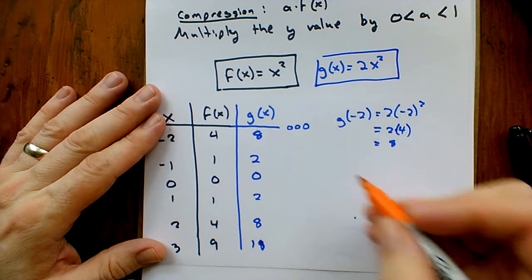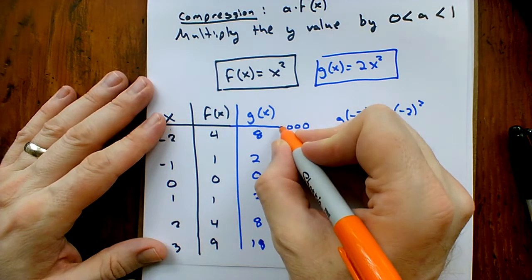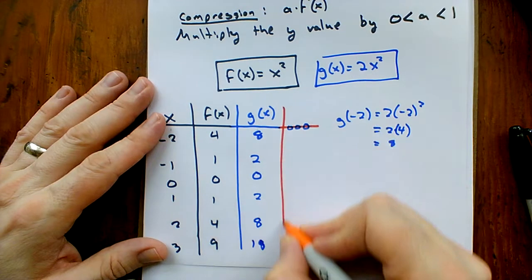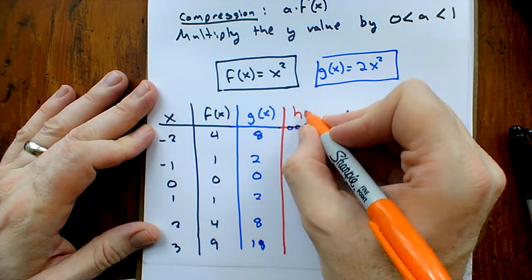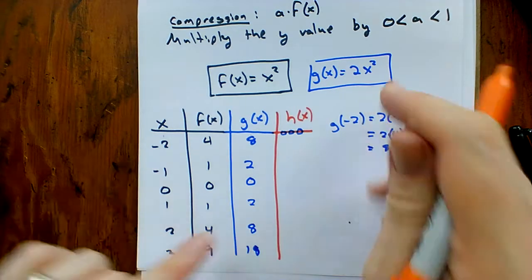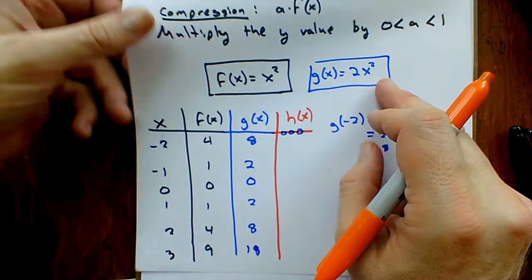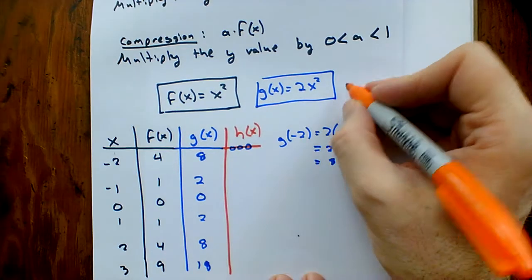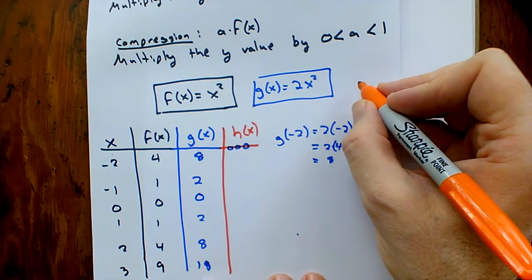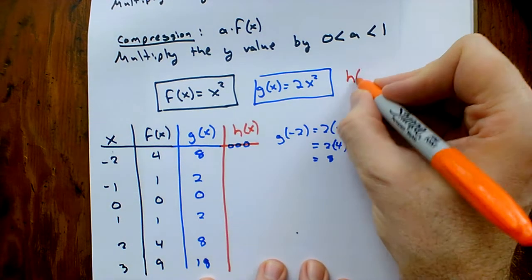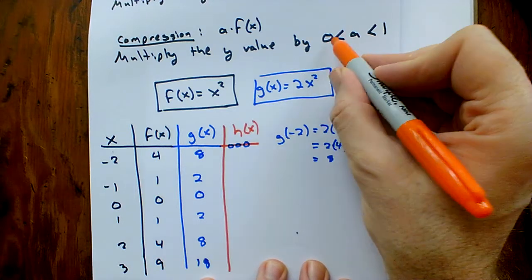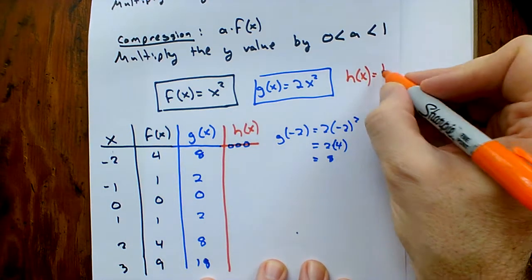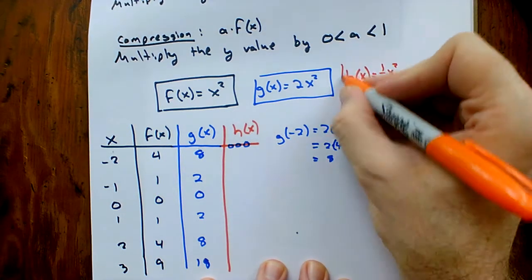What about a compression? Let's take a look at something. We'll call this h of x. This time, instead of doubling these values, I'm going to take only half of them. So h of x, that half is in between 0 and 1. That's going to be 1/2 of x squared.